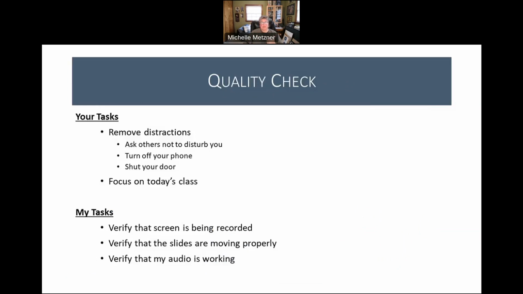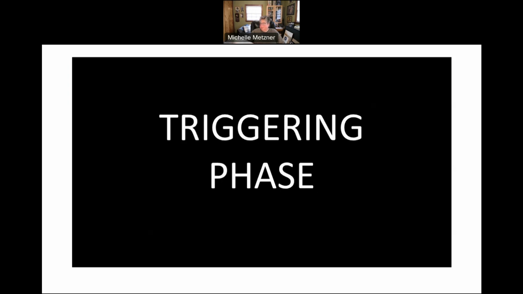My tasks are to verify that the screen is being recorded, which I see up here with the red dot. It is being recorded. I also need to verify that the slides are moving properly. So far, they have been, so I have no reason to believe they will not continue to do so. And then verify that my audio is working. Down here in the mute section, if you see the little green microphone icon and you see the green levels moving up and down with your voice, that means that your microphone is working. My green levels are moving, so my microphone is working.